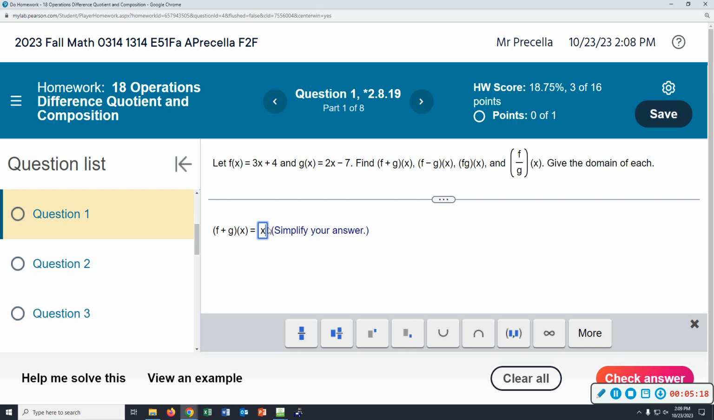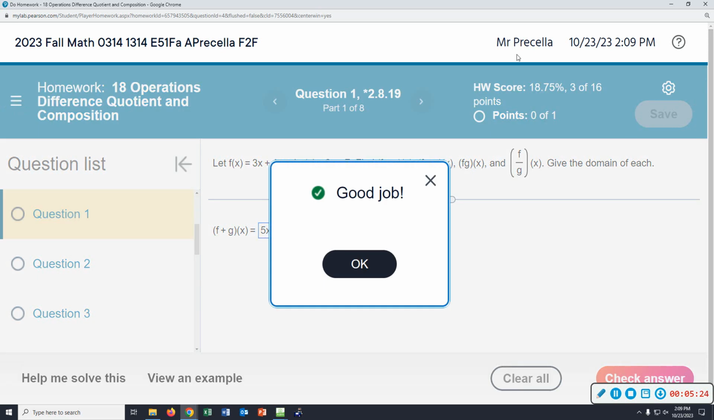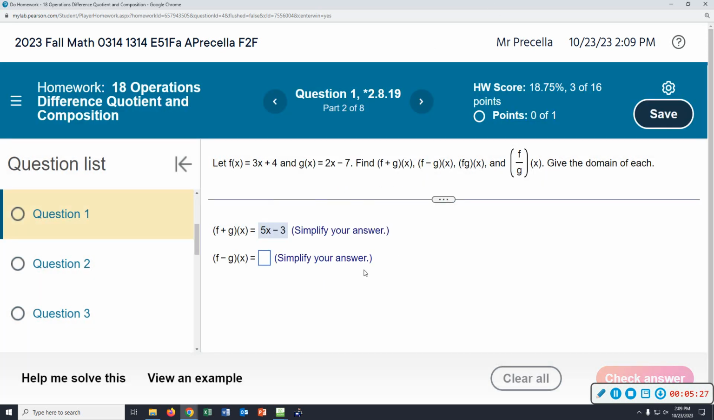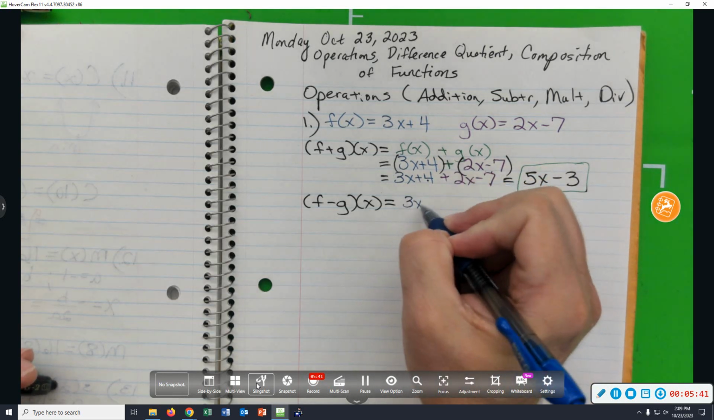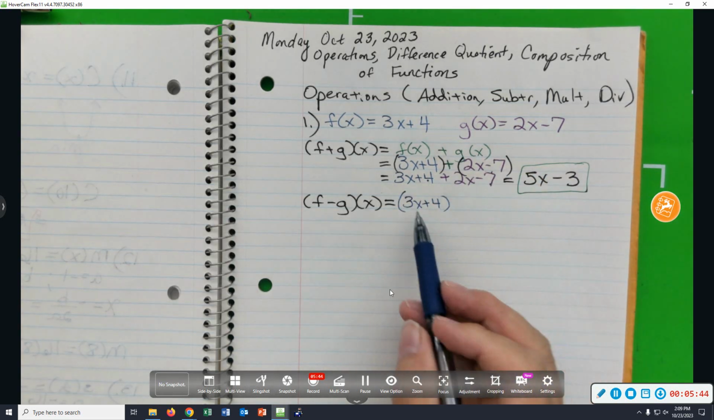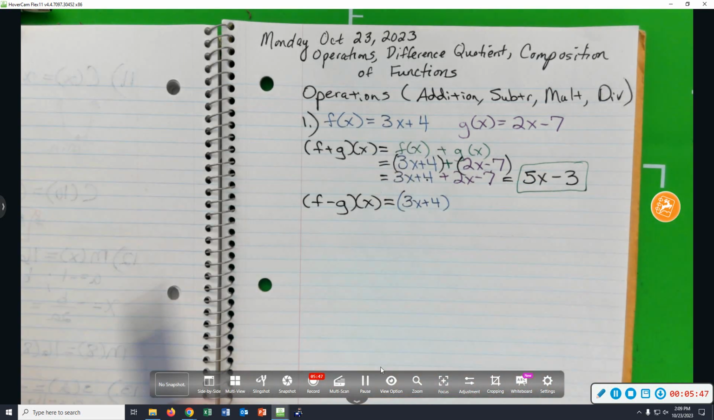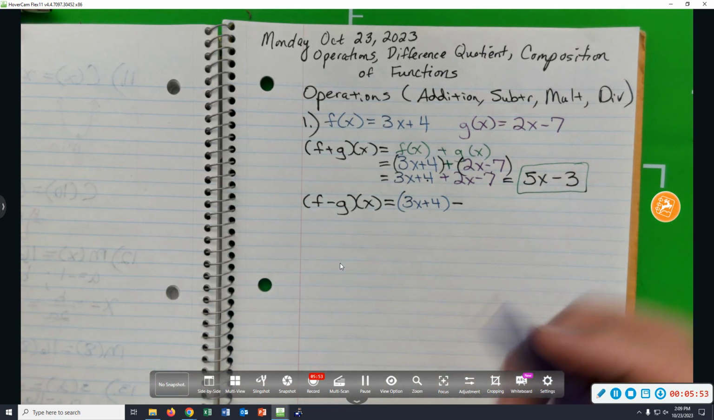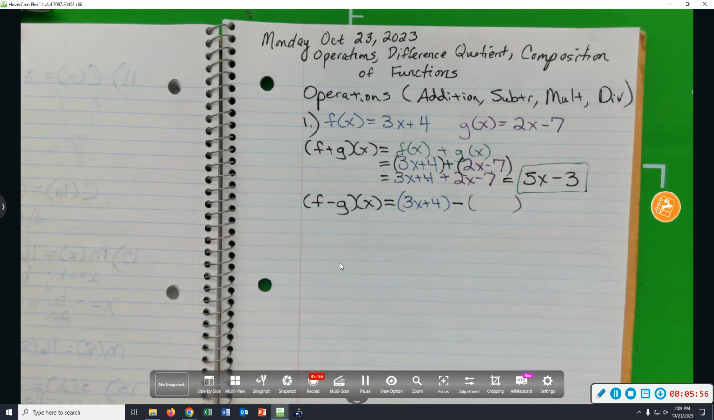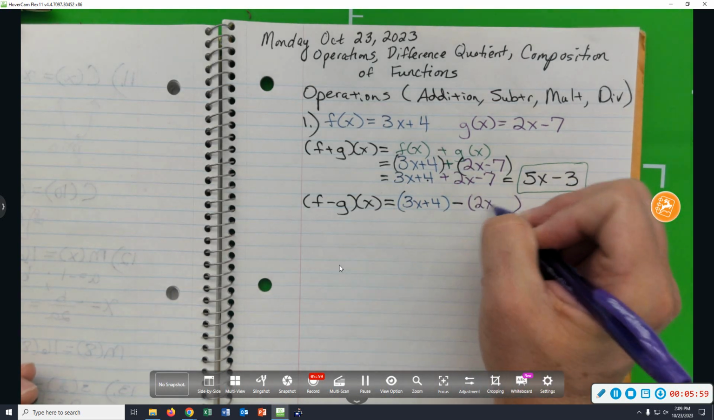Now, 5x minus 3. Okay, and now we have f minus g. F minus g in terms of x. Well, we know what f of x is. It's 3x plus 4. Now I'm going to enclose it in parentheses just to make the point that those two terms came together from the function f of x. And now we have a minus. And g of x, notice how I'm enclosing it in parentheses.